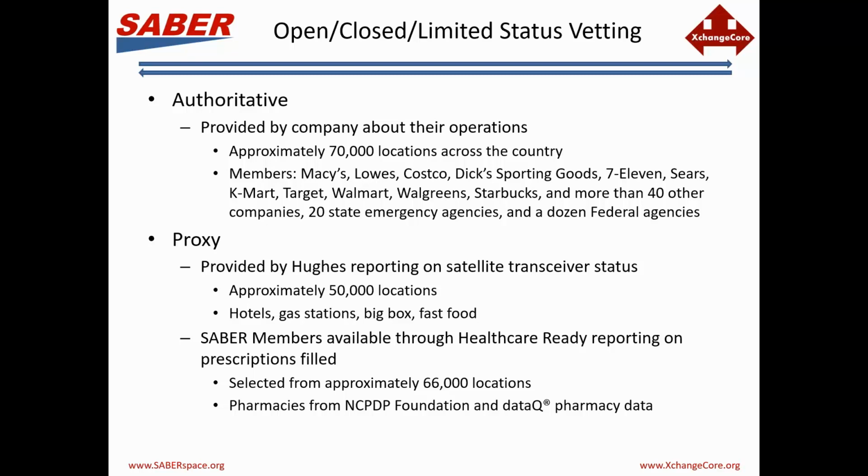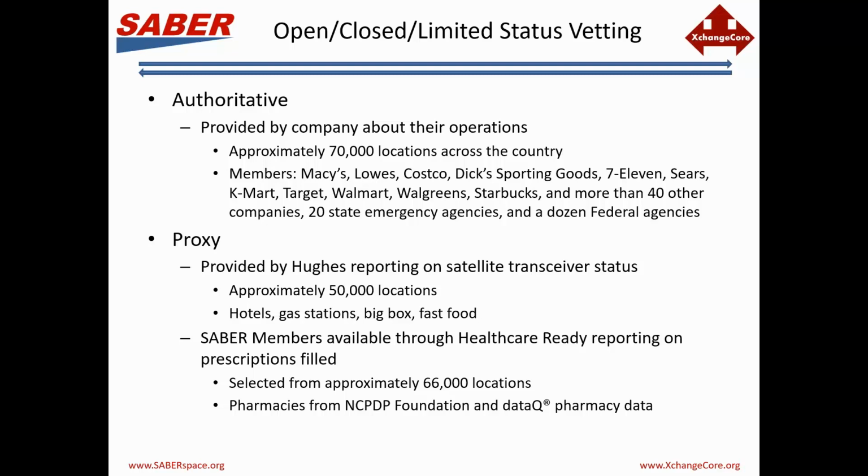Secondly, there are things that we call proxy information. And this is all clearly marked in every piece of data. The first example, the Hughes satellite transceiver status, about 50,000 locations across the country. That transceiver is not working. Well, I can tell you one thing, and that is that that transceiver is not working. Now, is that a proxy for that business being closed? That's something that we are assuming, but not defining.